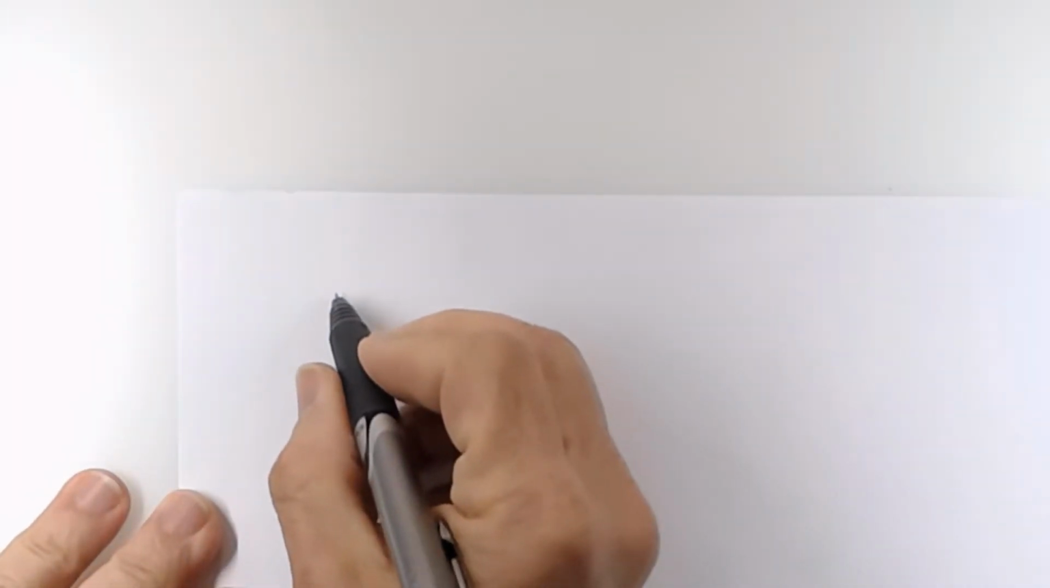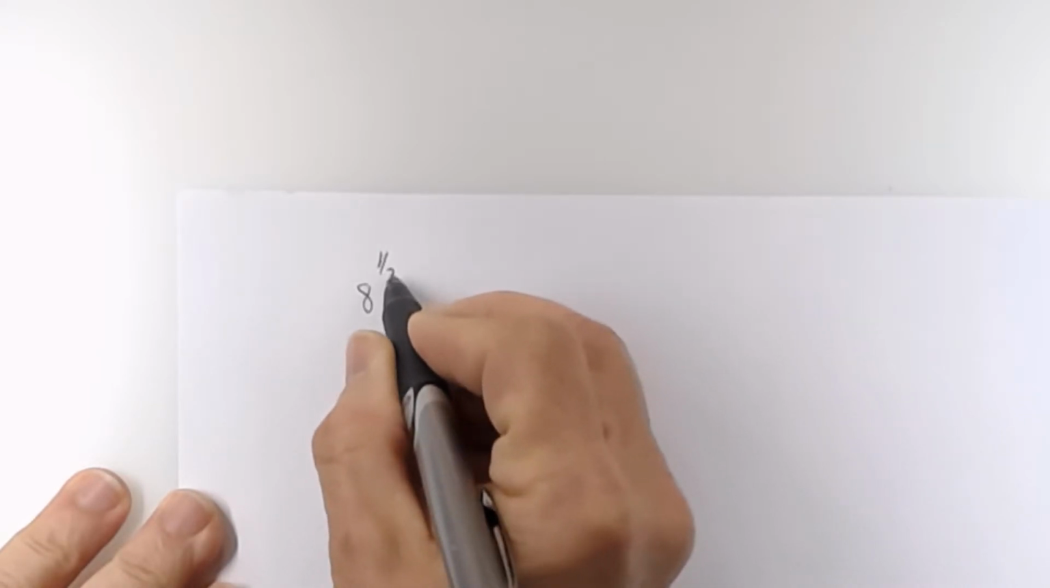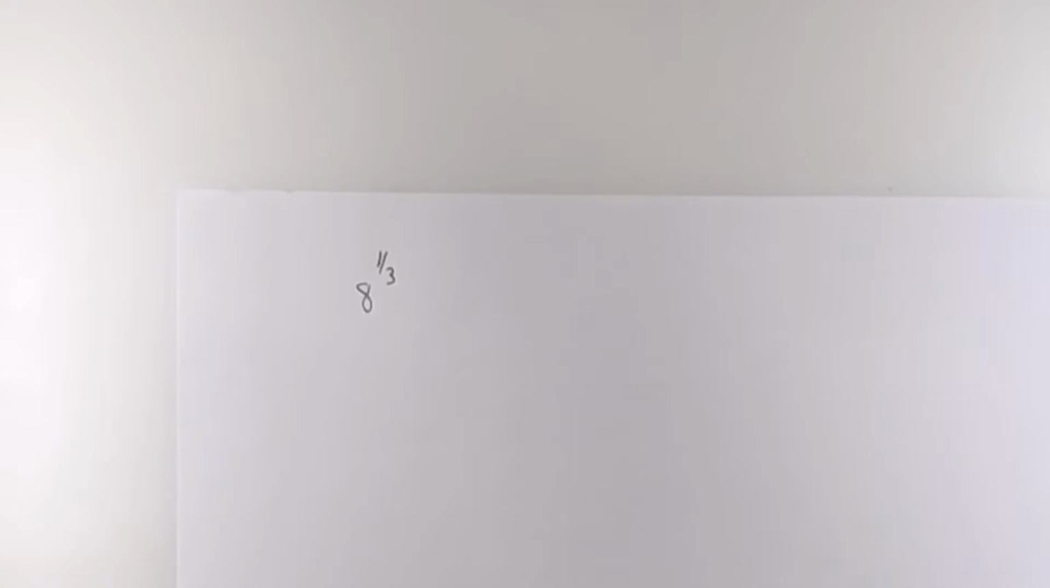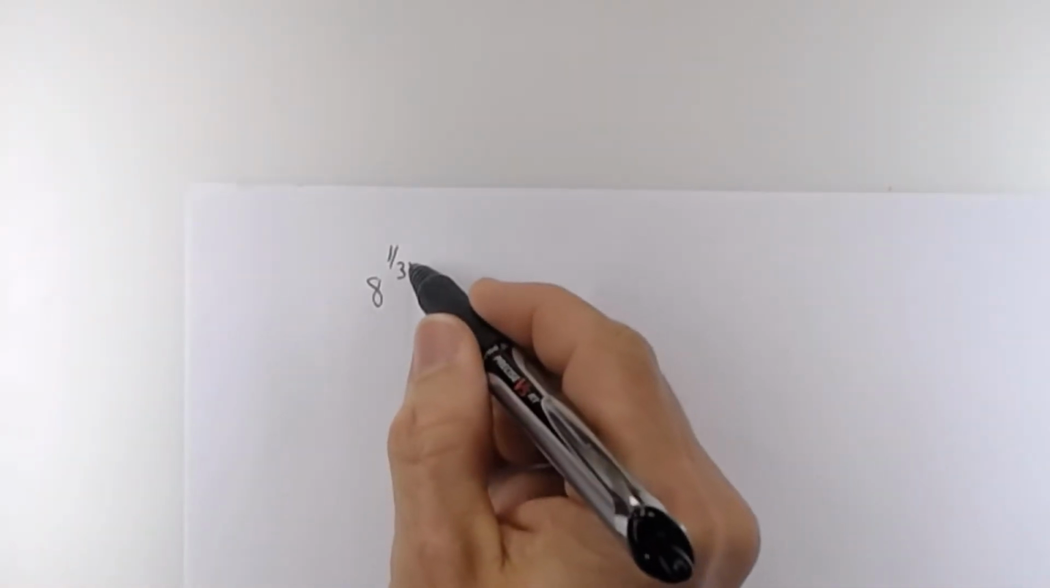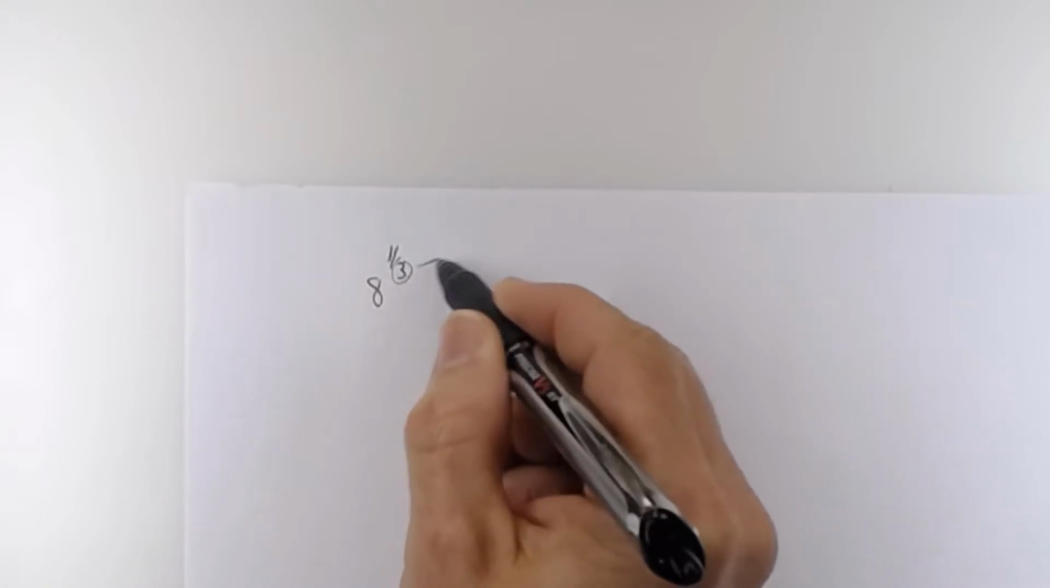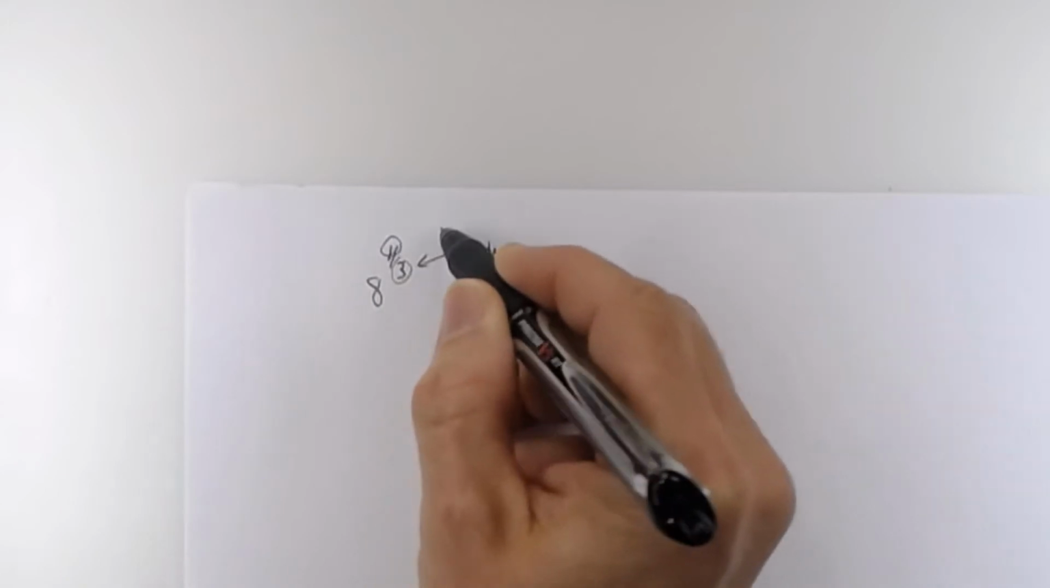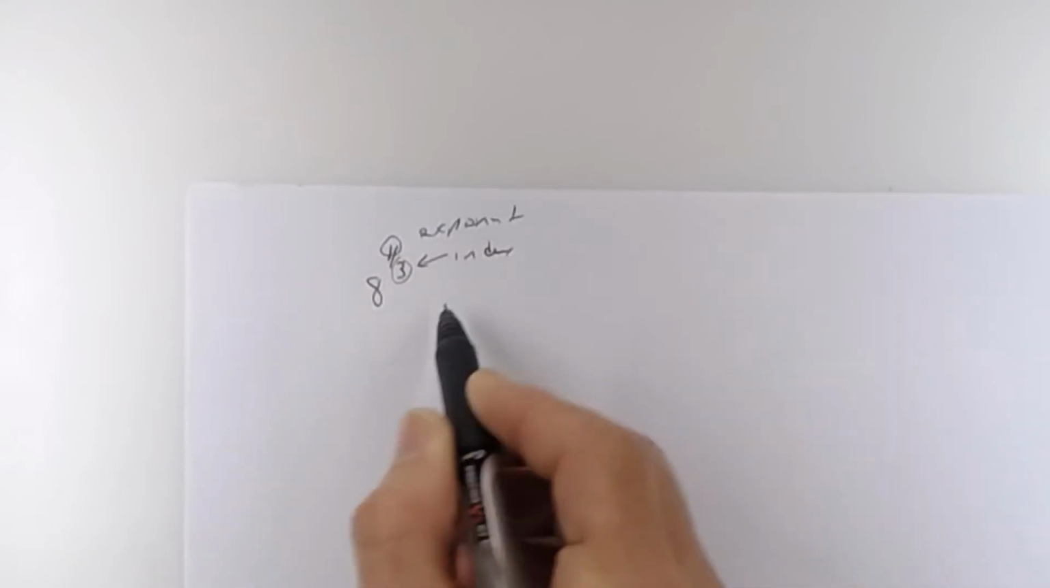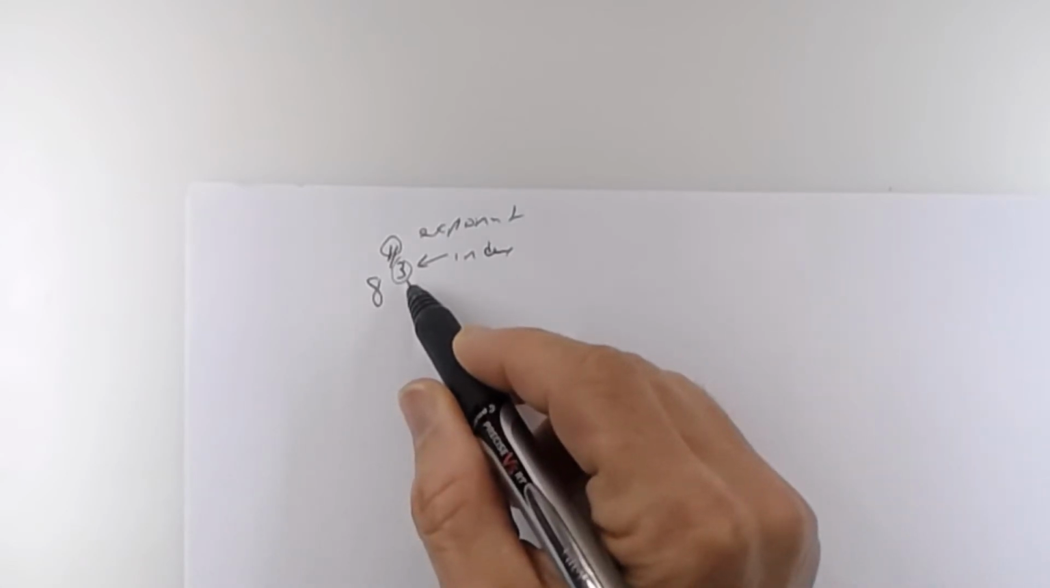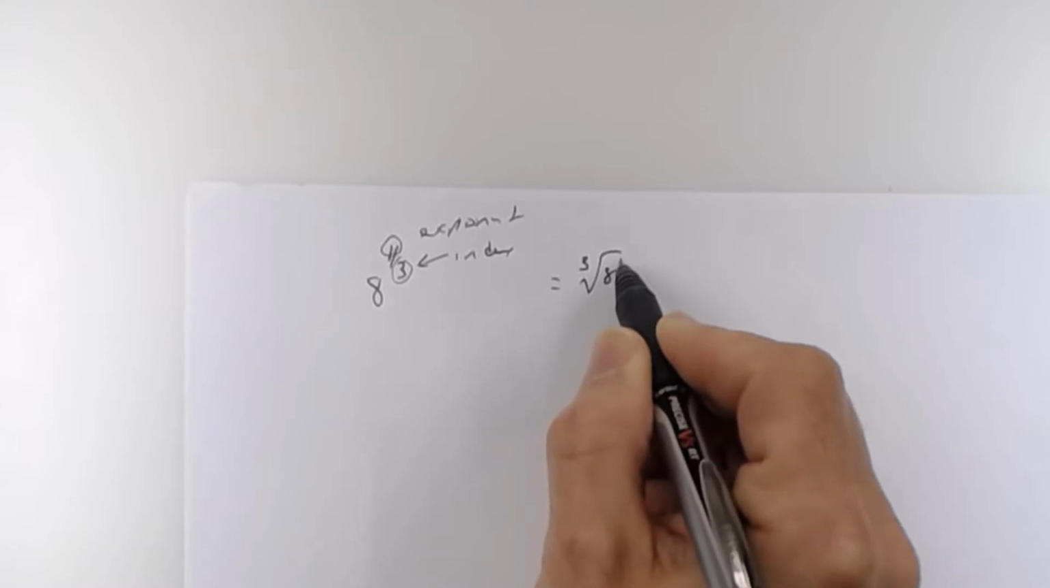All right. If I have 8 to the 1/3 power, without using a calculator, where you have those rational exponents, those fractions and exponents, you can always write that expression as a radical. You can always write these rational expressions as radicals. You have to remember that the denominator is your index, and the numerator is your exponent. So in other words, I can write this as the cube root of 8 to the 1st power.